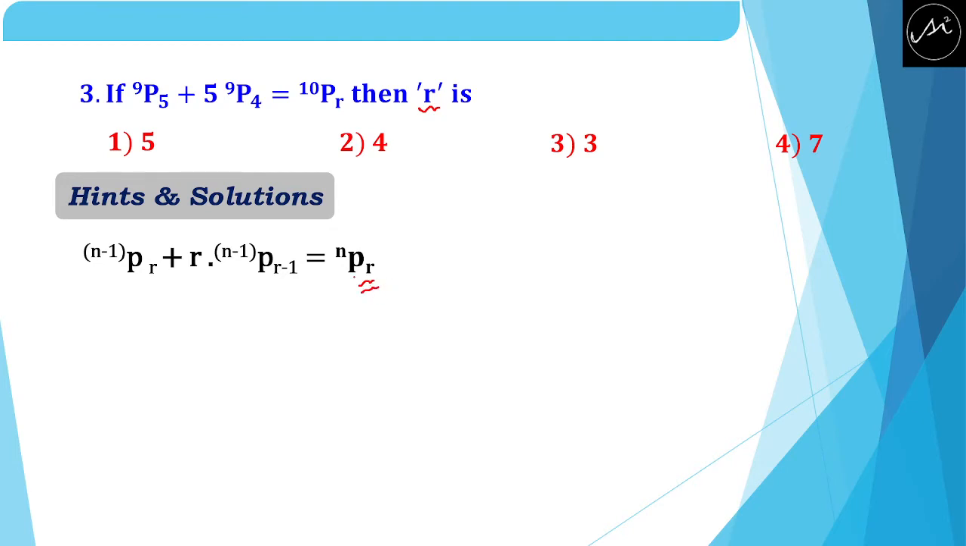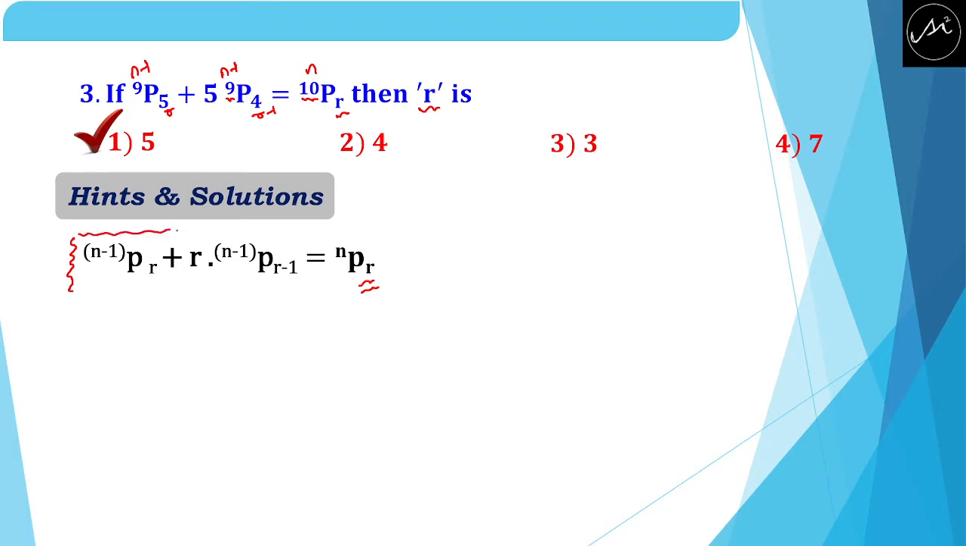Clear? So here you have 10, here you have 9. This is n, this is n minus 1, this is n minus 1, and here this is r and this is r minus 1. Now they are asking about r. What is the r value? You can just say that in nPr, the r value is nothing but 5. Clear?